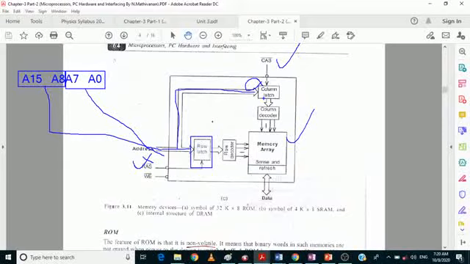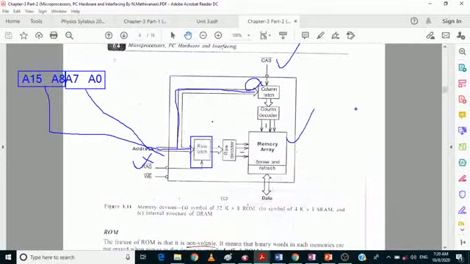Now, there are two types of memory devices. One is a ROM device, another one is a RAM device. ROM device is nothing but the read-only memory. RAM device is nothing but the random access memory. RAM device is further divided into two types: one is a static RAM, another one is a dynamic RAM. Static RAM is nothing but the SRAM.